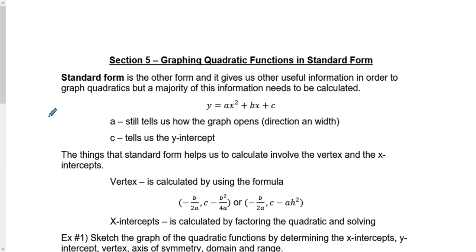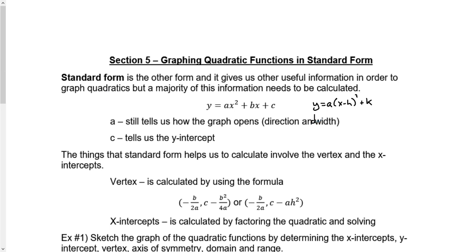Standard form is another way that we're able to do our graphing. The only problem is that the majority of the extra information needs to be calculated. Now, the A value, which is the exact same as the A value in our vertex graphing form, well, that A value still tells us the direction that the graph opens, as well as it talks about the width. Of course, there should be a D there, and I'll make sure that that's fixed up.